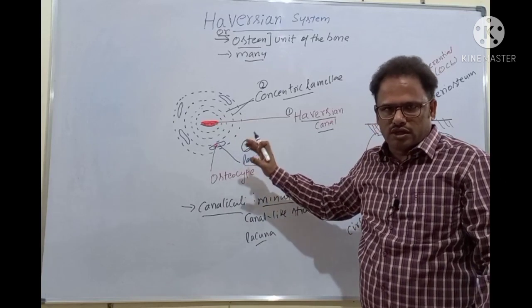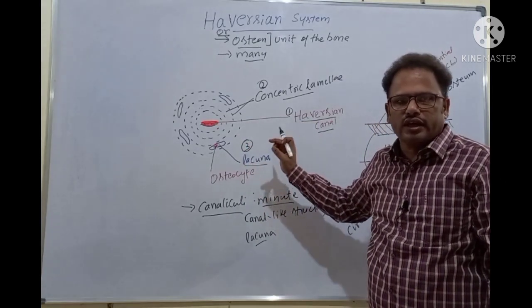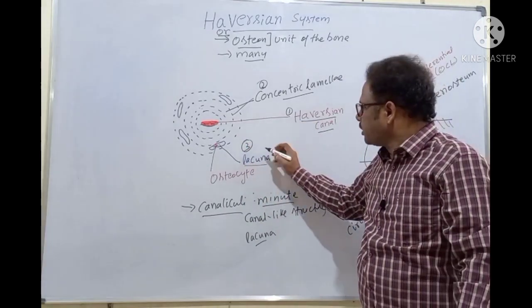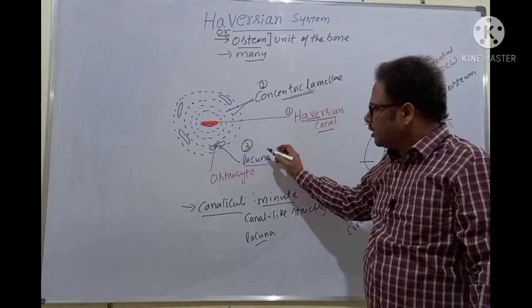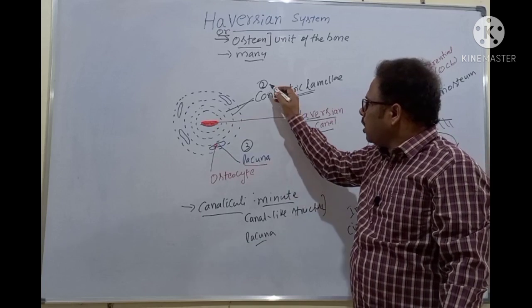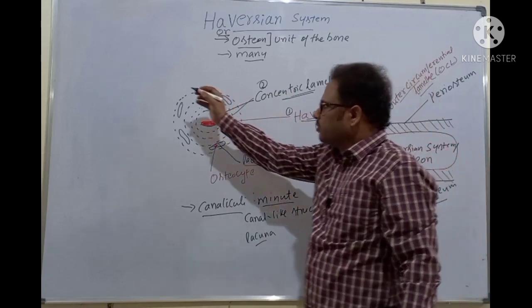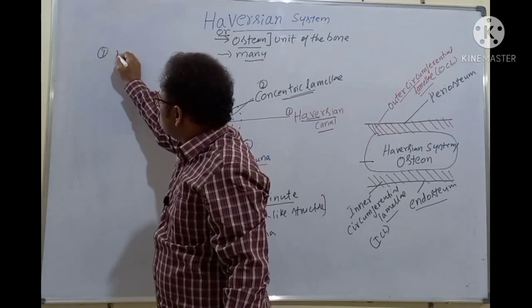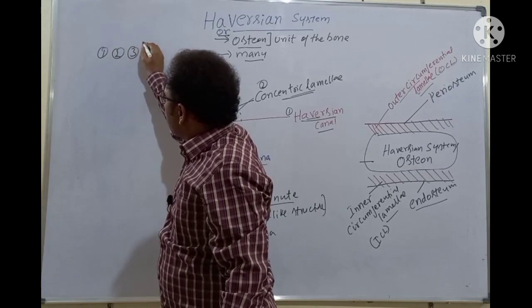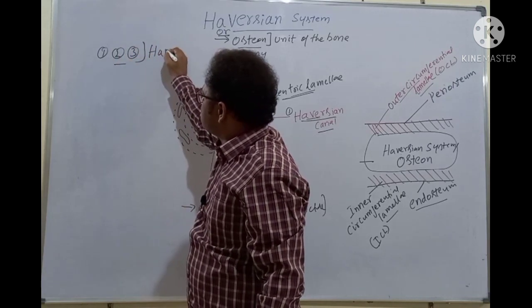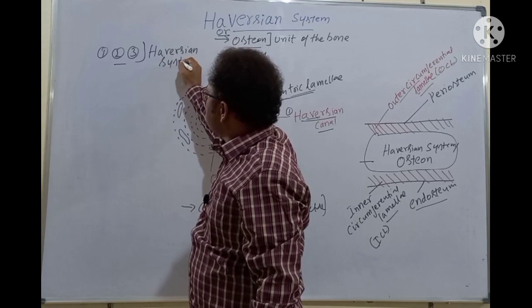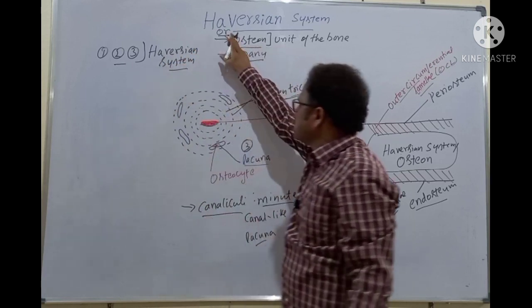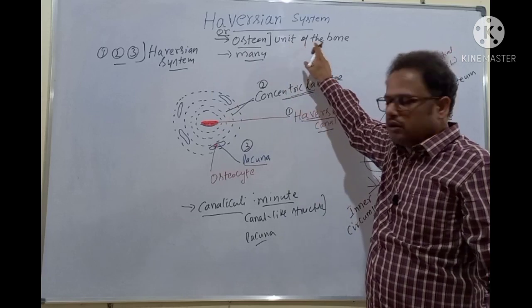They are vacuole-like structures where one osteocyte is getting entrapped. So the Haversian canal is one, the concentric lamellae is number two, and the lacuna is number three. All these 1, 2, and 3 form the Haversian system. The Haversian system is also called the osteon, the unit of the bone.